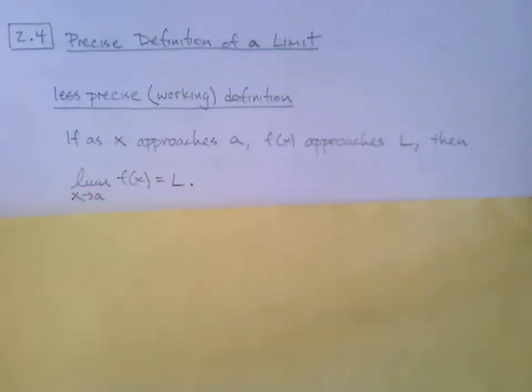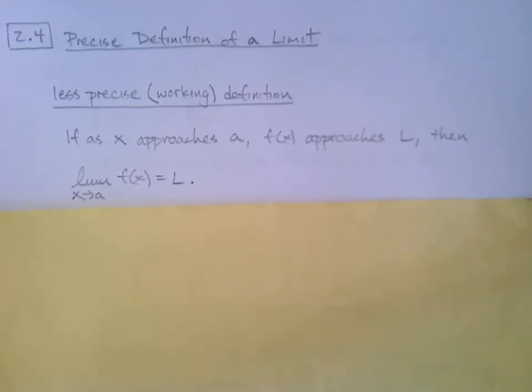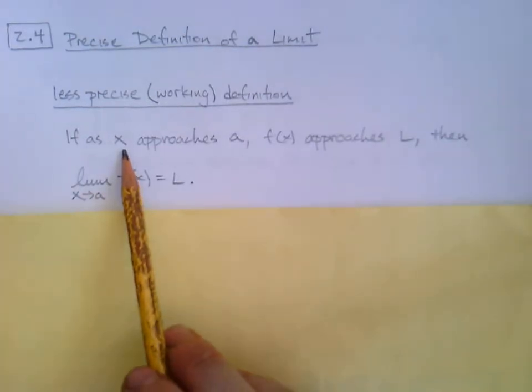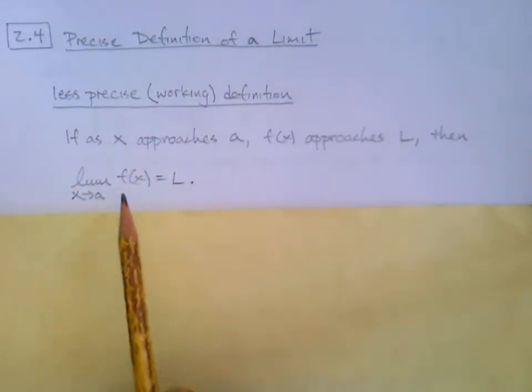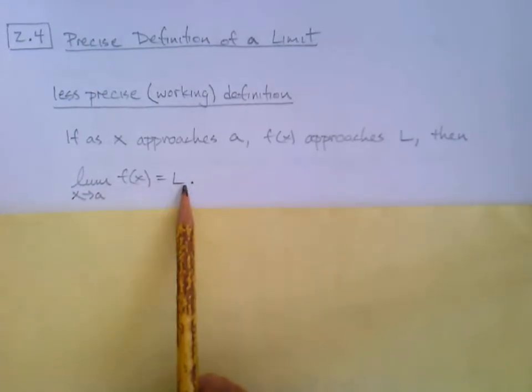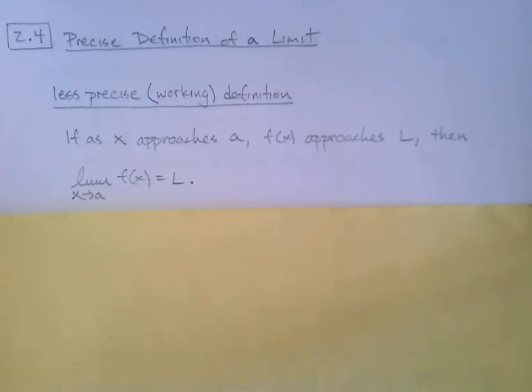So here's the definition that we've been working with, and I'm going to call it the working definition, the less precise. Here's what we've been saying. If as x approaches a, f of x approaches L, then we say the limit of f of x as x approaches a equals L. We used this sort of language before with approaches, right? Certainly it's the same notation. The key word there was approaches. That's what we've been working with.